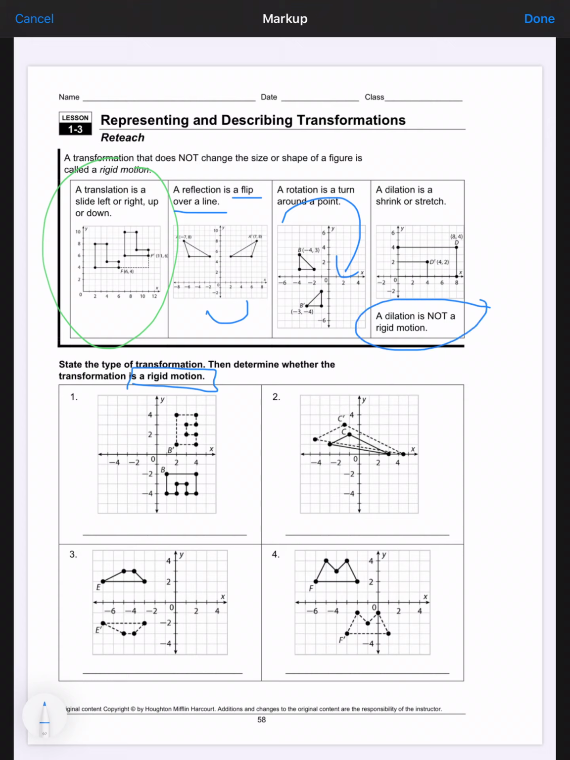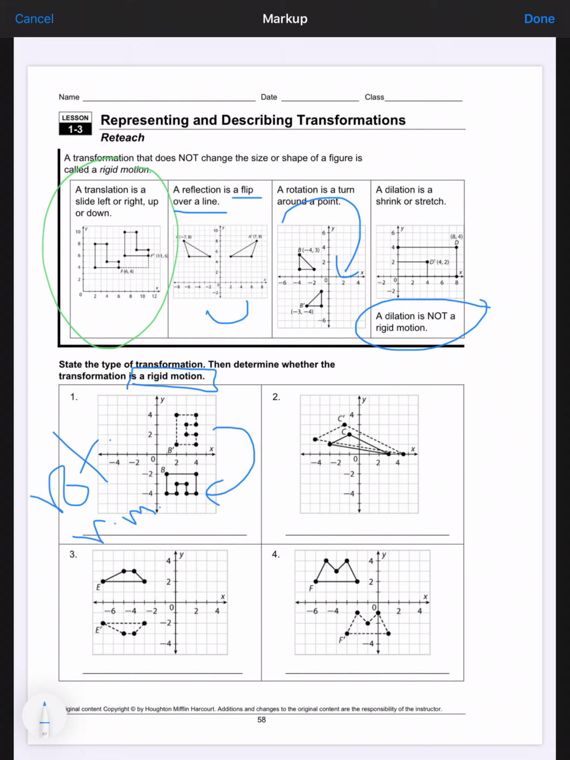Now state the type of transformation, then determine whether the transformation is a rigid motion. And the first one, as you can see, it did like this. It's rotation. It's what? Rotation, and it's a rigid motion.